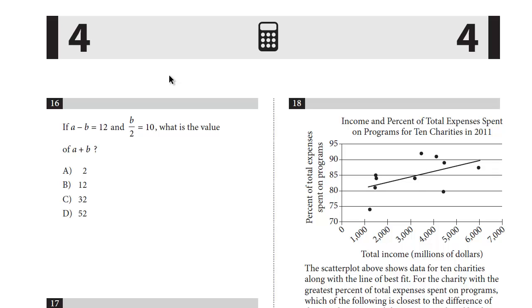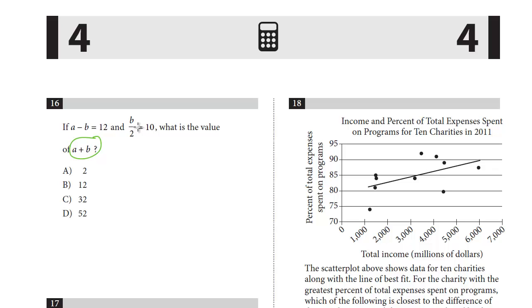In this lesson, we'll continue our review of Math Test 7, Section 4, Calculator Permitted, questions 16 through 18. Problem 16. If a minus 2 equals 12 and b over 2 equals 10, what is the value of a plus b? So just pay attention. We're asked to find not a single variable, but the sum of a and b.